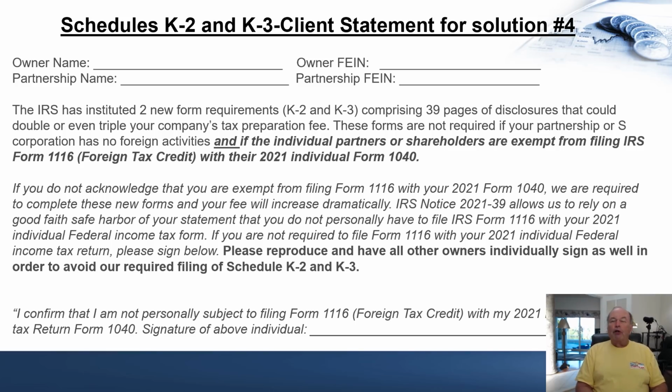Feel free to reproduce this and give it to all the other owners, because I need one of these for every stinking owner of every S-Corp and every partnership in America. Without it, I got to fill out the K2 and K3. And then at the bottom, I want them to sign it. Why? That protects me. It protects the partnership or the S corporation under the safe harbor rules of Notice 2021-39. It adds a layer of pain in the rear factor for all of us, but it beats the heck out of doing Schedules K2 and K3.